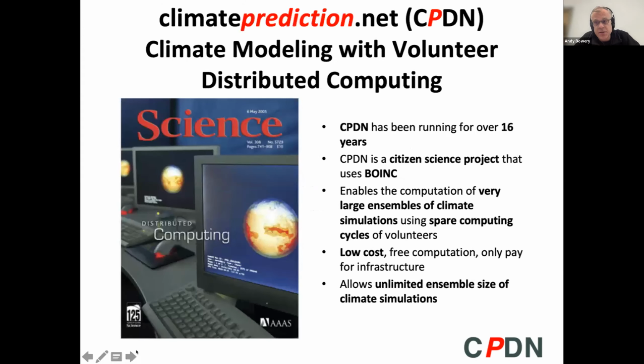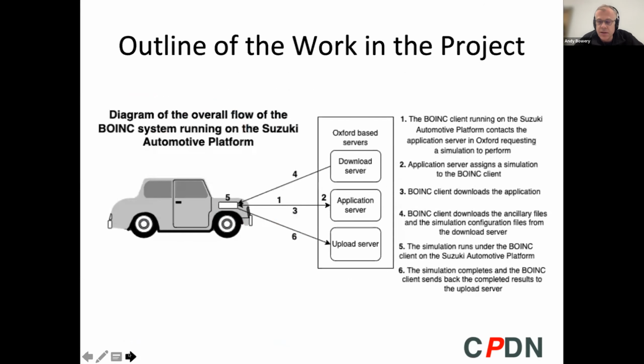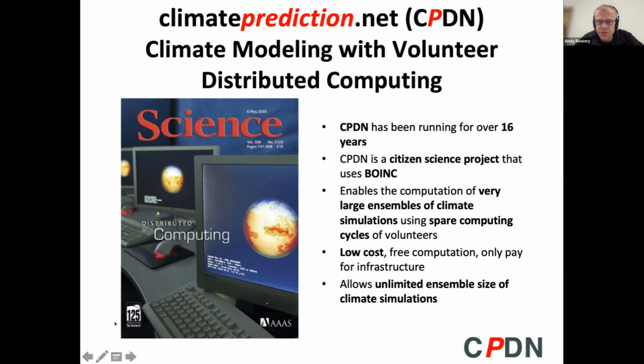So climateprediction.net has been running for a number of years now. It's a BOINC project. We use very large numbers of ensembles of climate simulations to do climate simulations. So it's been using BOINC for a number of years now. I'll use the acronym CPDN for short, instead of climateprediction.net.